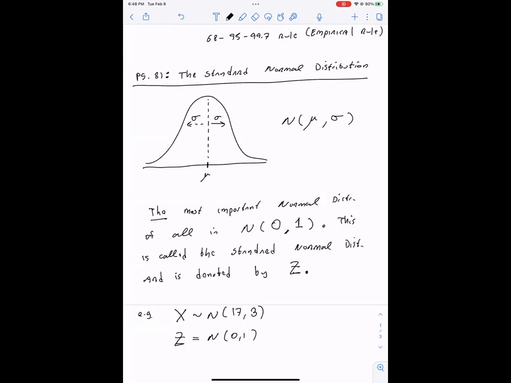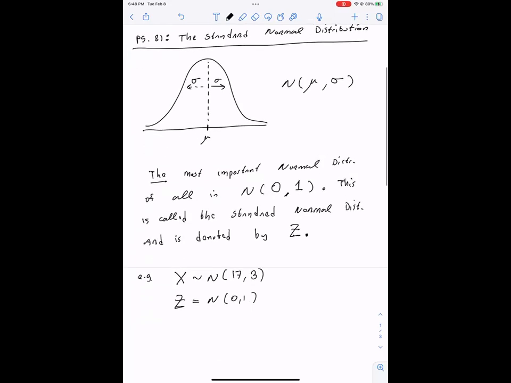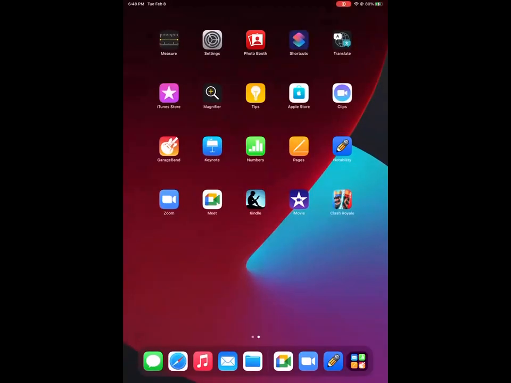Why is it so important? Well, before calculators and computers were so prevalent in society, calculating probabilities, like what's the likelihood of being less than this number or greater than this number or between these two numbers, was a lot harder than it is now. And people had tables of normal distributions. You look it up on a table, a Z table.